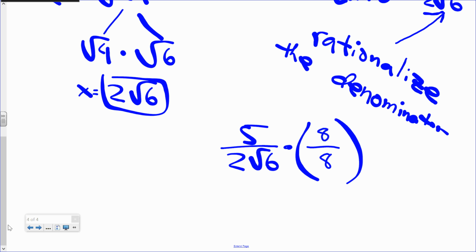Let's see. That's 1 for sure. So 5 times 8, 40. 2 rad 6 times 8, let's see, 2 times 8, that's going to be 16 rad 6. Good try, though. Anybody else?